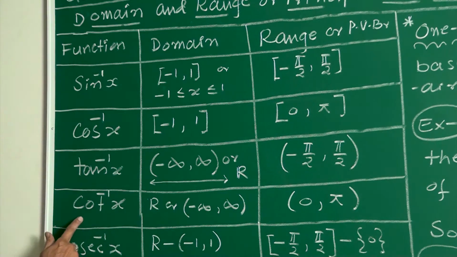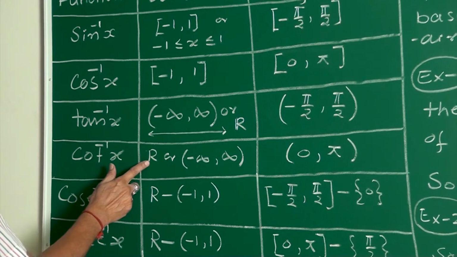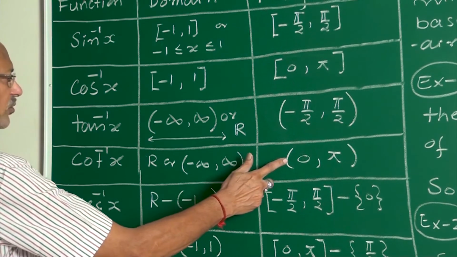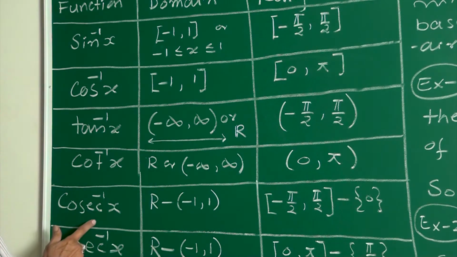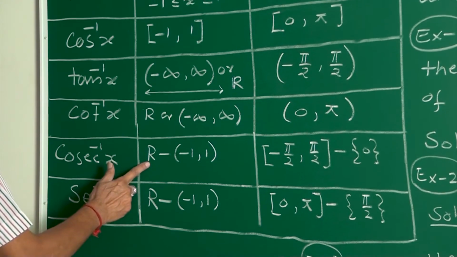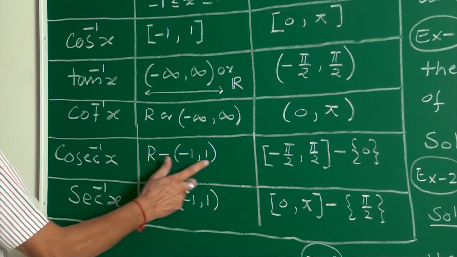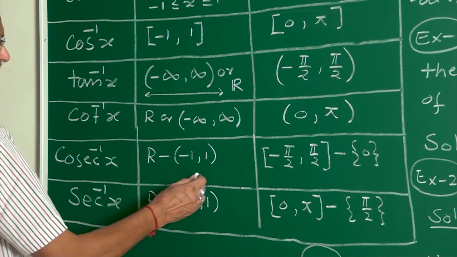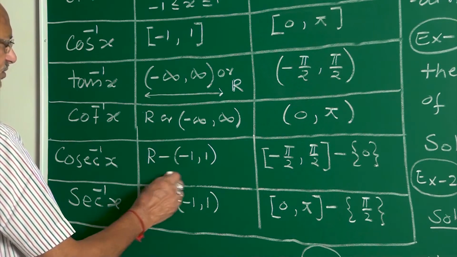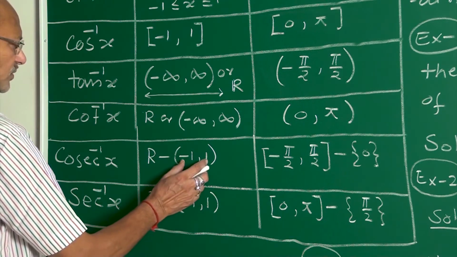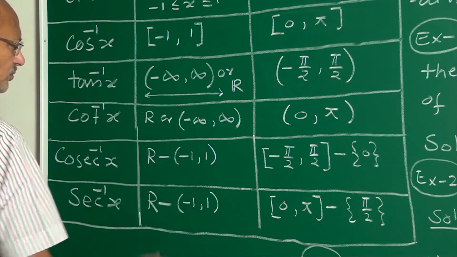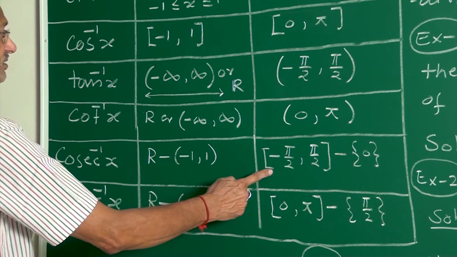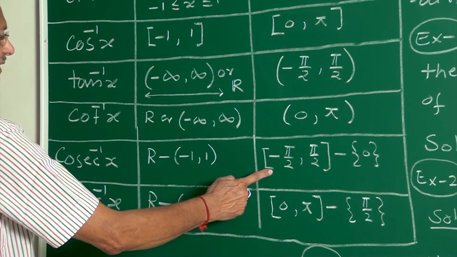For cot inverse x, the domain is the same, R. And what about the range? It is the open interval 0 to pi. Cosec inverse x: it is the entire set of real numbers except the open interval of values between minus 1 to plus 1. This entire thing here and there, except between minus 1 to plus 1. What is the range, or principal value branch?